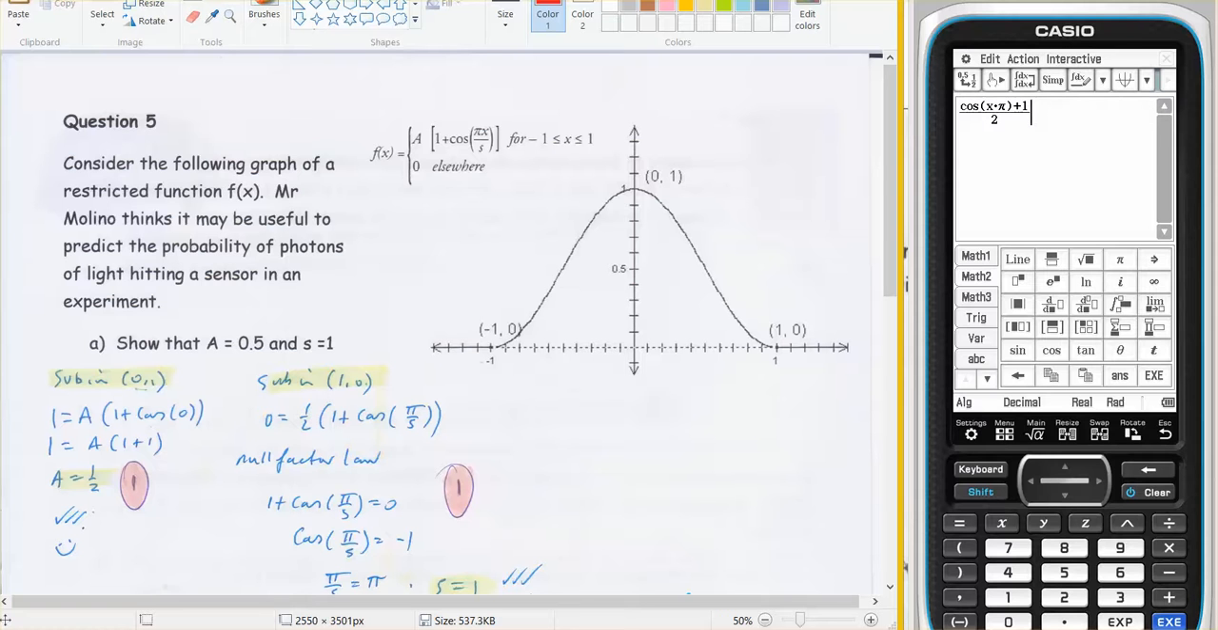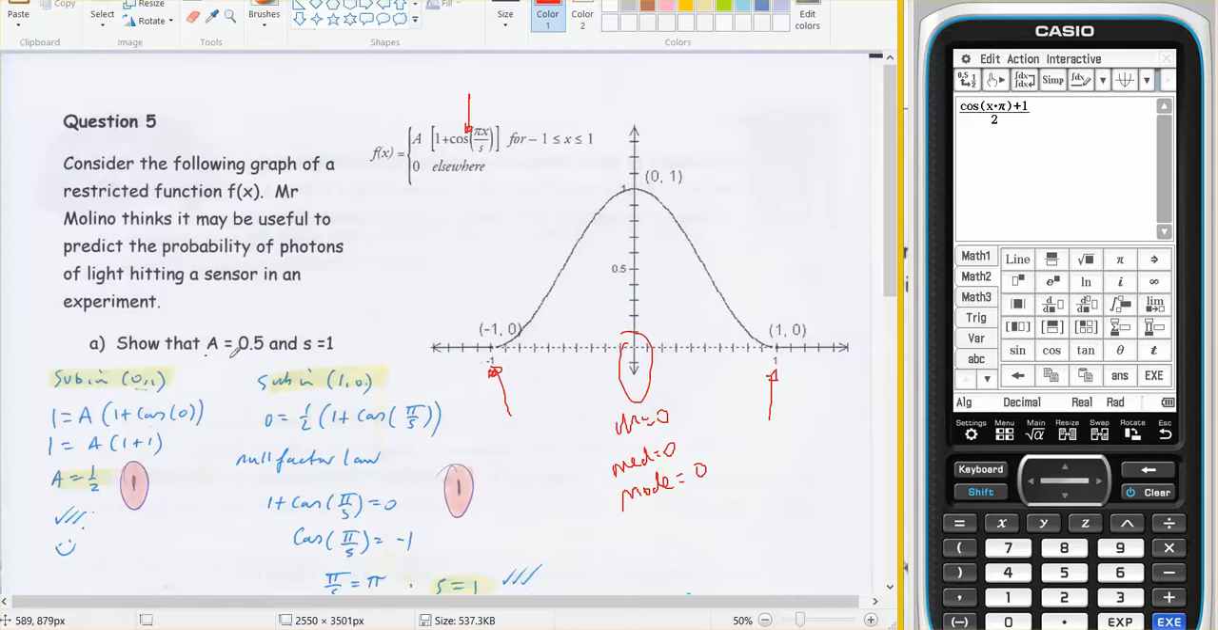Mr. Molino thinks it may be useful to predict the probability of photons of light hitting a sensor in an experiment. Okay, so having a quick look at this particular thing, it seems to be touching at -1 through to 1, perfectly symmetrical. That makes sense because it's a cosine curve. Therefore, I'll be thinking that my mean is 0, my median is 0, and my mode is 0. Mode is the highest point because it's perfectly symmetrical on its side.